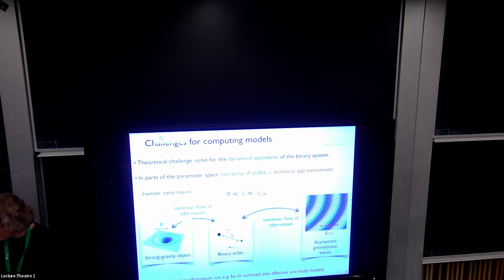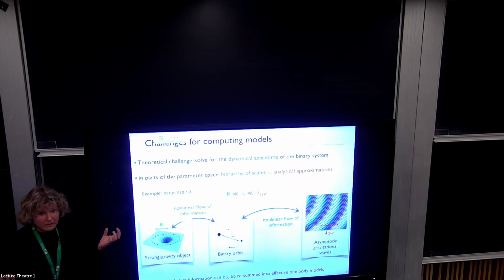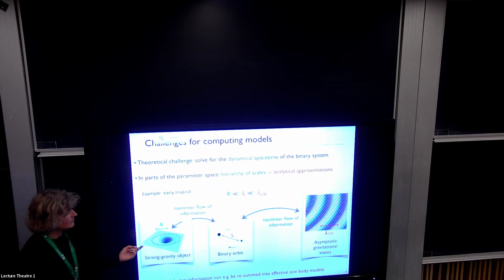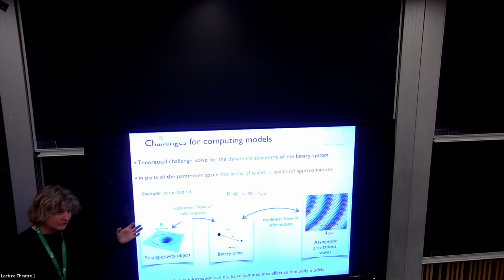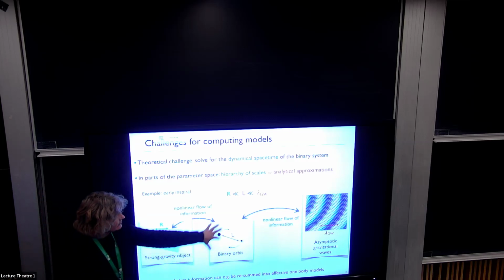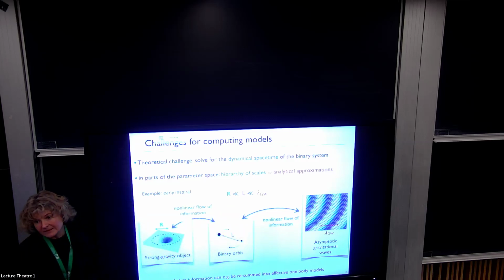And so what we will focus on in these lectures mainly is regions in the parameter space where we can exploit a hierarchy of scales to set up approximation methods. One example that we will start with is two black holes during the early inspiral when they are far apart. Then the size of the black holes is much smaller than the size of the orbit, because they're at large separation. And that in turn is much smaller than the wavelength of the emitted gravitational waves.